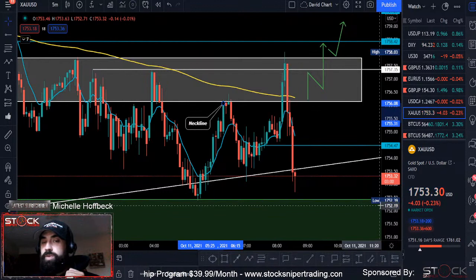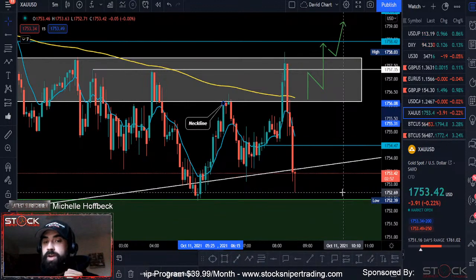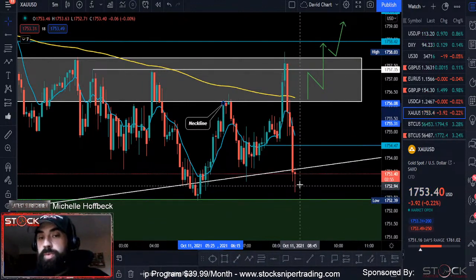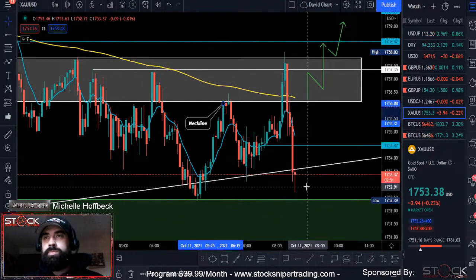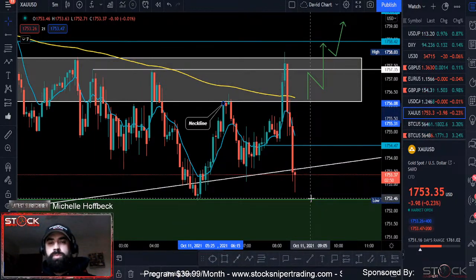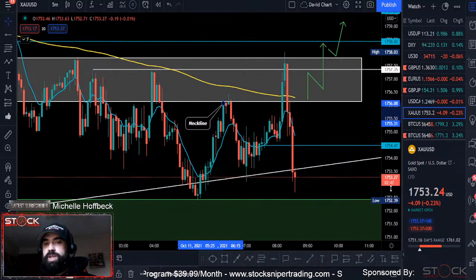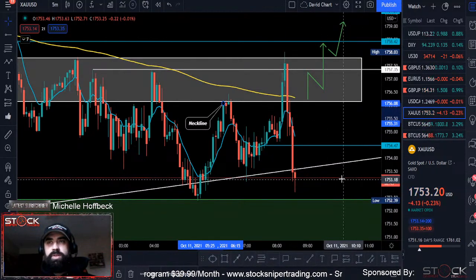So 1752, guys. Remember I was mentioning to you, a very, very key area here. You can start to see they're pushing it back up. Okay, 2 minutes and 45 seconds left here.